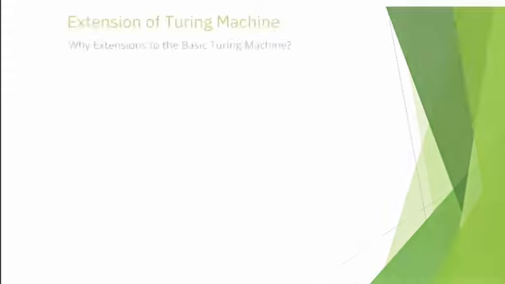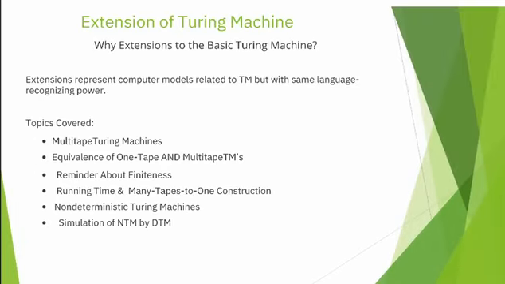Let's get started. In this slide, we start by understanding why we even need extensions to the basic Turing machine. Turing machines are powerful models of computation, but sometimes to make tasks easier or faster, we use extended versions like multi-tape Turing machines or non-deterministic Turing machines and more. But remember, all these extensions do not increase the power of TM. They only make programming simpler or faster.